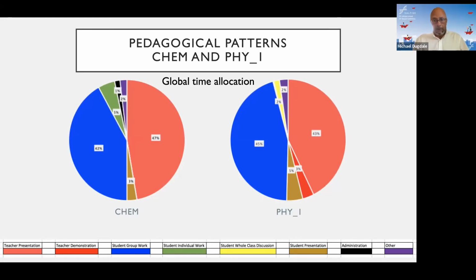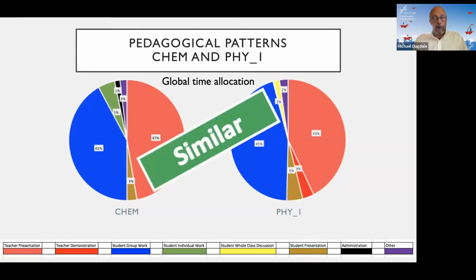And through use of video and a coding scheme, we were able to sort of measure and compare across courses. So for instance, we call this a pedagogical pattern, this global time allocation that's happening in the classes. And we compared two courses here. One of them is a chemistry course enacted by one teacher, and another course which was a physics teacher, and was one of our physics groups. And we could see that those pie charts, that allocation of time in a global context, looked pretty similar.